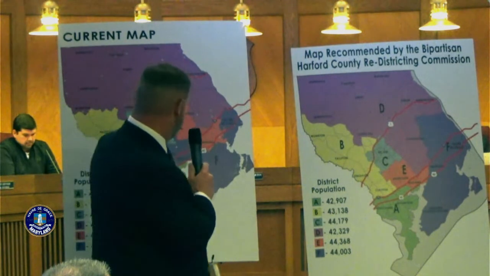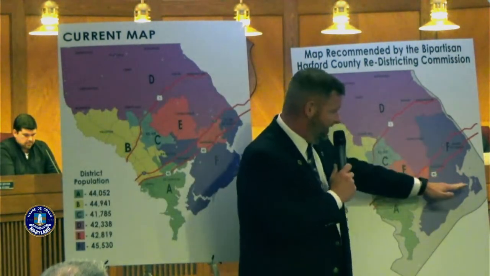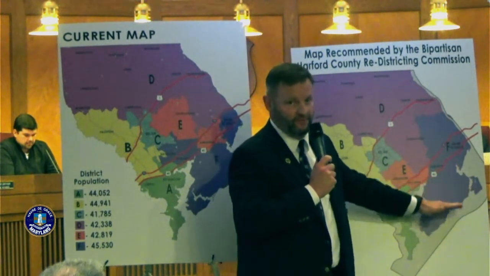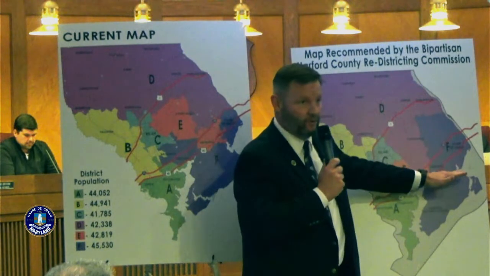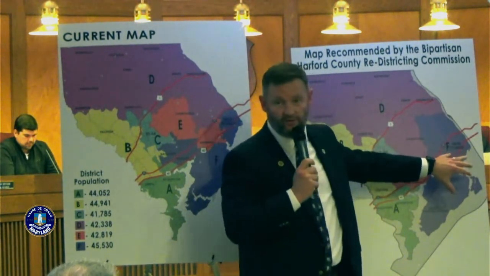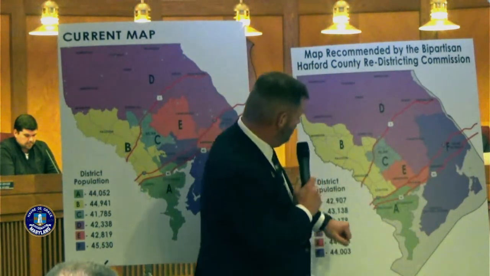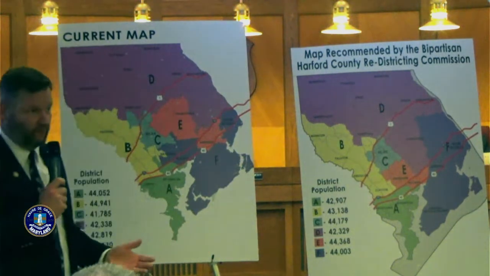And in it, as you can see, they put Havre de Grace and Aberdeen together. Remember, this is APG, maybe 300, 400 people, a lot of land though. But Aberdeen and Havre de Grace is together, as we requested, making a tight, compact community. That makes sense, in the southeast corner of Harford County. We also cleaned up Bel Air, and Bel Air was very supportive of this map as well.